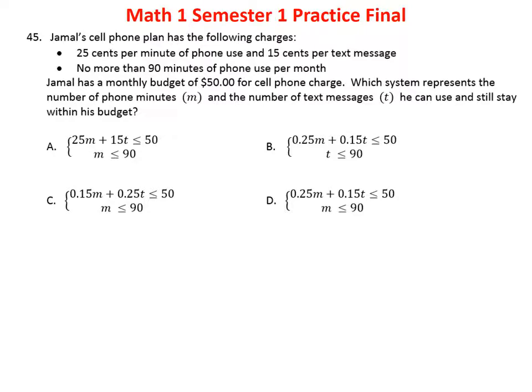And our last question. A cell phone plan has the following charges. 25 cents per minute of phone use, 15 cents per text. Also, he can only use 90 minutes of phone per month, and he has a budget of $50. So they want to know which system matches that.